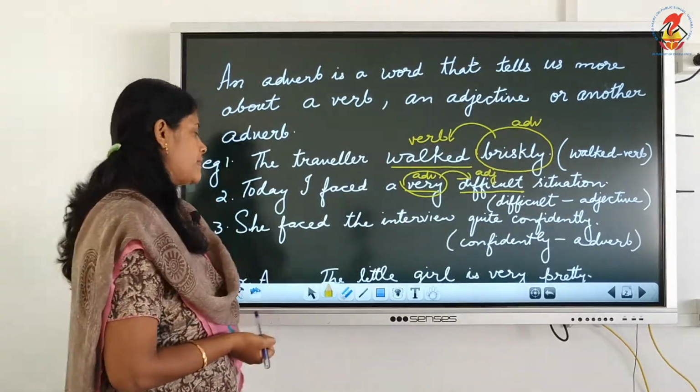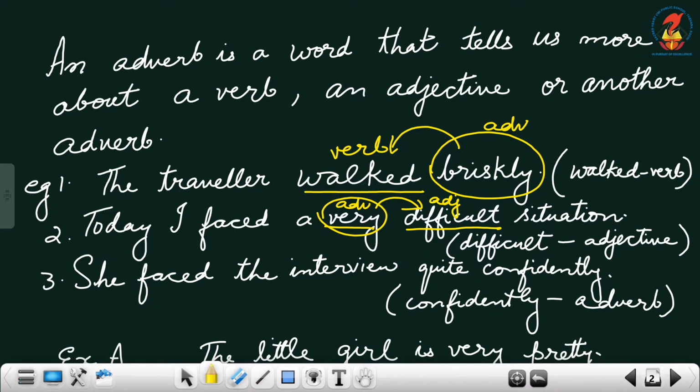Let's see the third example. She faced the interview quite confidently. Already the word confidently is an adverb. But how confidently did she face the interview? Which word is describing the word confidently? Again, that is quite. So this word is adding meaning to this word. This is also an adverb.